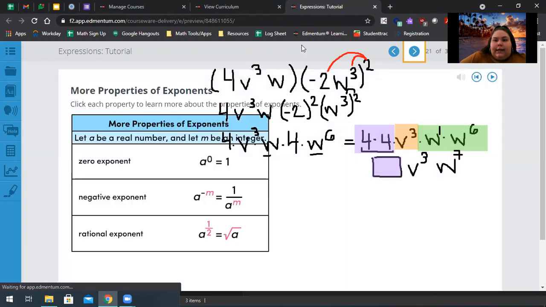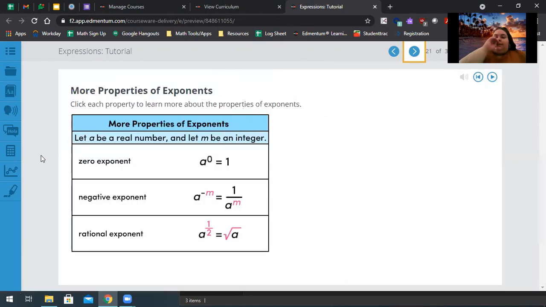Moving on to slide 21. So we do have more properties of exponents. The zero exponent is another property. Remember, anything to the 0 power is just 1. We will have an opportunity to deal with negative exponents. We don't like to deal with negative exponents, so we most likely will try to convert them into a positive.